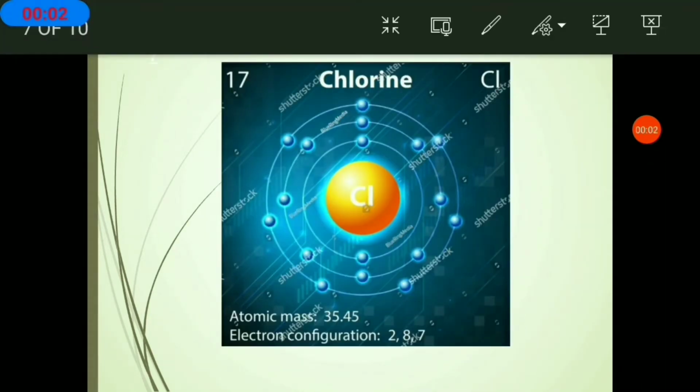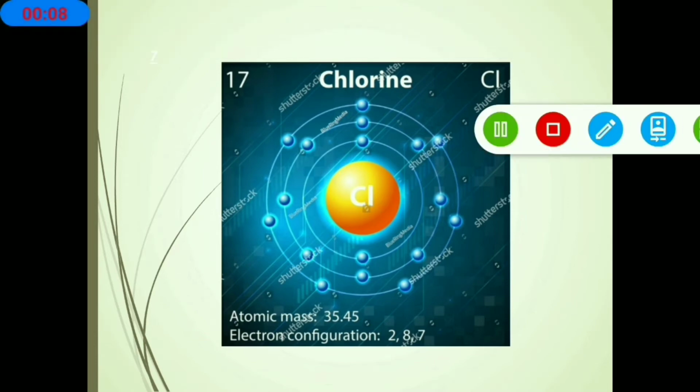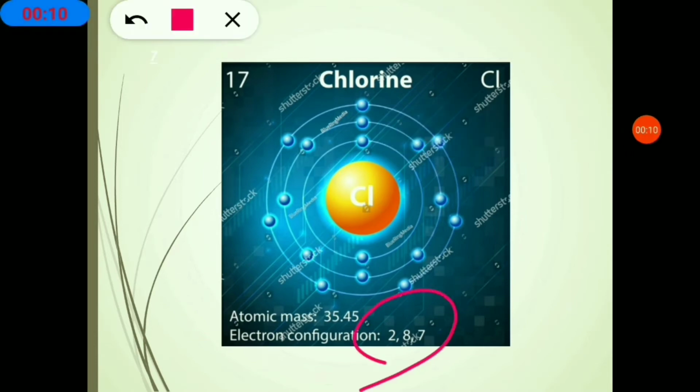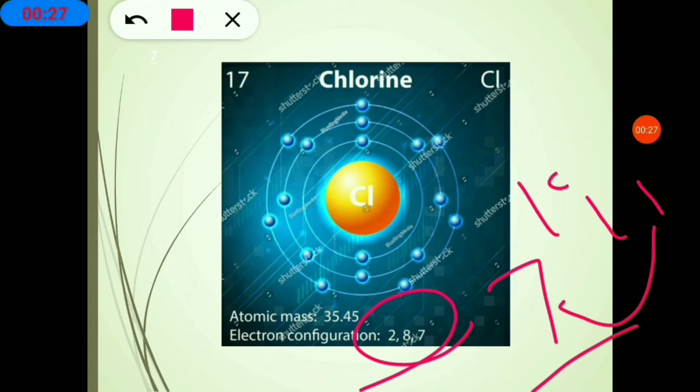Now if we talk about the chlorine atom, its electronic configuration is 2, 8, 7. First shell 2 electrons, second 8, third shell 7 electrons. The actual capacity of the third shell is 18, but it has 7. So to complete the outermost shell, it needs 11 electrons. 11 plus 7 is 18, which is technically not possible.